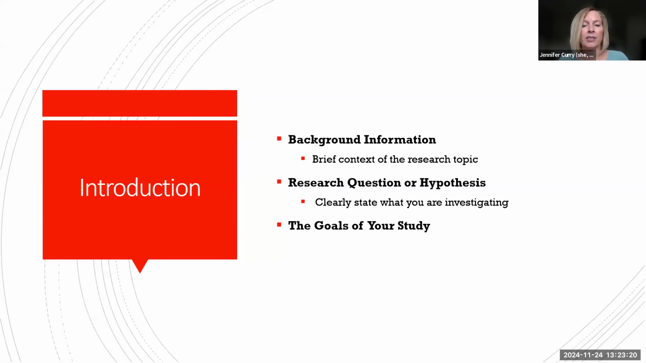Now, before you can actually start to give us the research that you did, you'll need to give us a little bit of background. In other words, a brief context of the research topic. And then the research question or hypothesis that you were actually looking at, the problem that you wanted to solve, the goals of your study.